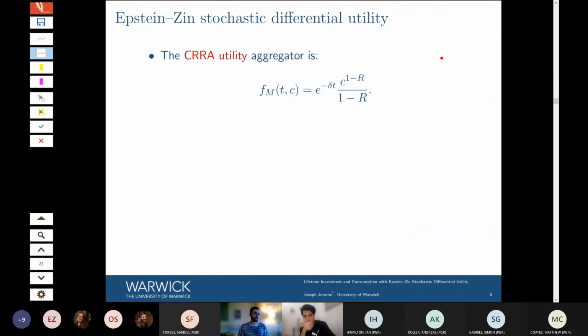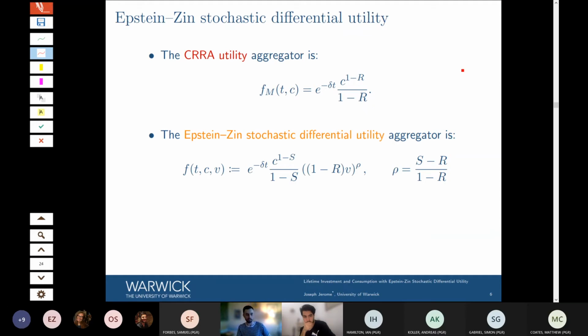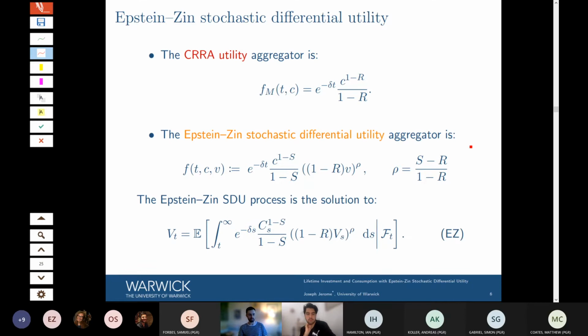The constant relative risk aversion utility fits into this framework with the aggregator given by the following. And Epstein-Zin stochastic differential utility is just a generalization of that. It looks a bit more ugly, but it has quite nice properties. If S is equal to R, so that was the case I described at the beginning, so the risk aversion and the EIS are equal, then you can see that rho is going to be equal to 0. So this term is going to disappear, and these are going to be R's. So we are actually going to have the same form. And we're going to define the Epstein-Zin SDU process just to be the solution to this.